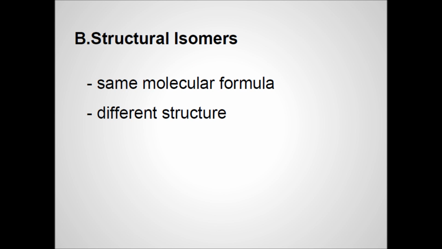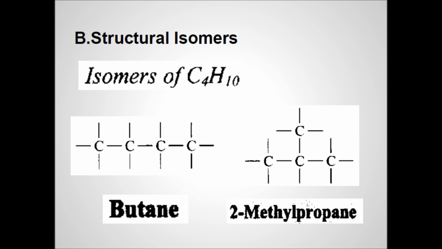Next, let's learn about isomers. Isomers are compounds with the same molecular formula, but different structures. They share identical molar masses and very similar physical properties, but have different names, characteristics, and chemical properties. This is one example of an isomer. There is butane and its isomer can be 2-methylpropane, which has the same molecular formula, which is C4H10, but has a different structure.